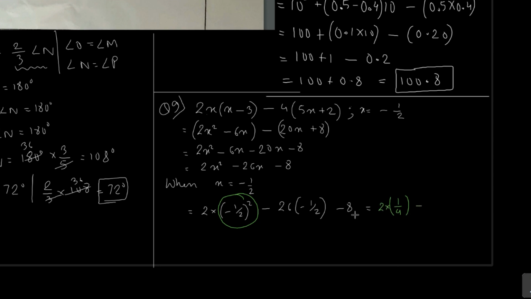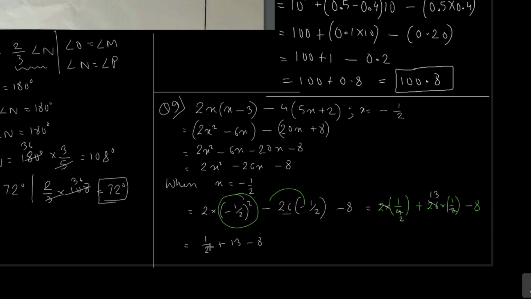In the next one again, we have 26 multiplied by minus. So the minus and the minus multiplied make it positive. So now I have 26 multiplied by 1 by 2, and then I have a minus 8 separately. Now on solving this further, I can cancel it out as 2 times, and then I can have this as 13. So what am I left with? I am left with 1 upon 2 plus 13 minus 8.